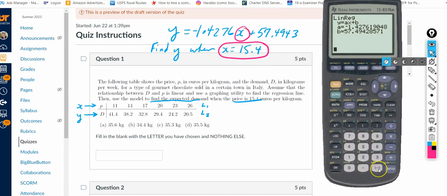So I have, and use the negative sign, not the subtraction sign, negative 1.4276 times 15.4, then plus 57.4943. Okay, and let me just double check. I've clicked the wrong button. So that should be a 9. 57.4943.